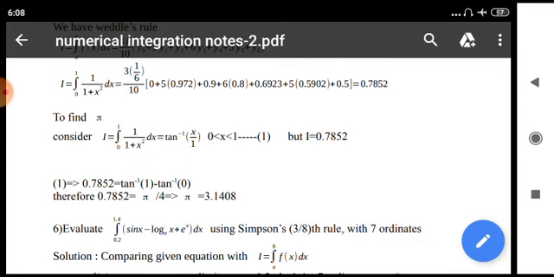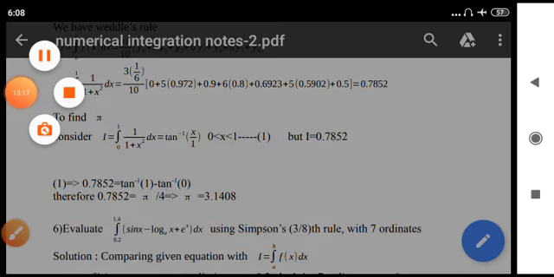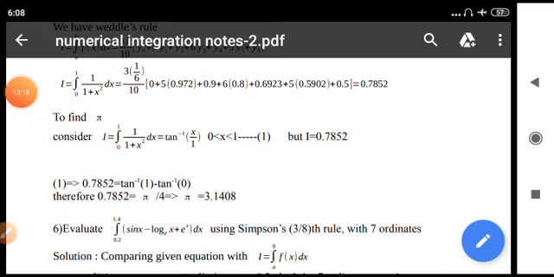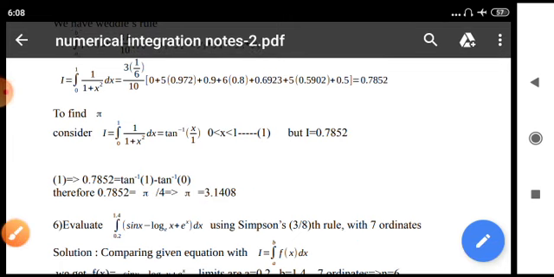Therefore, 0.7852 is equal to tan inverse of 1, which is pi by 4, minus tan inverse of 0, which will be 0. So from this, pi equal to 0.7852 into 4, which will be 3.1408. Thus the value of pi is 3.1408.